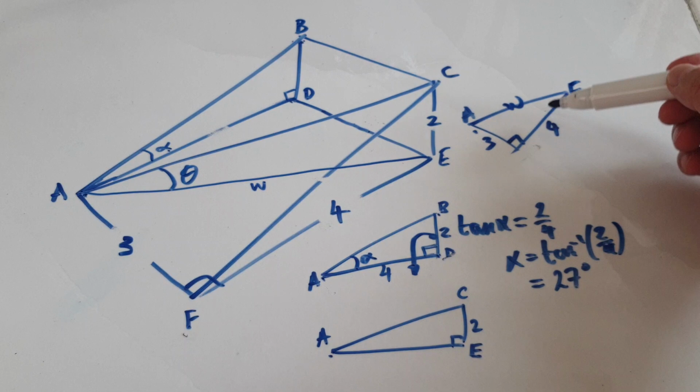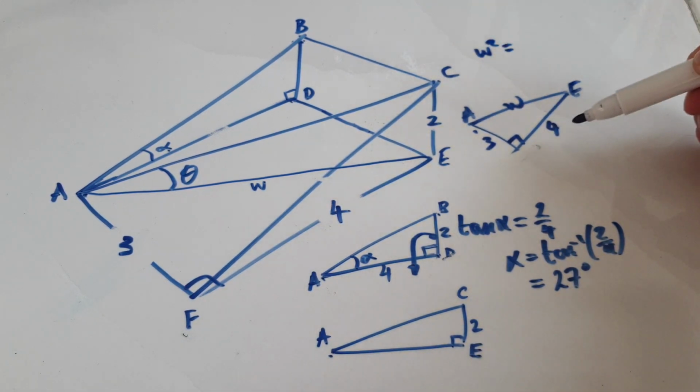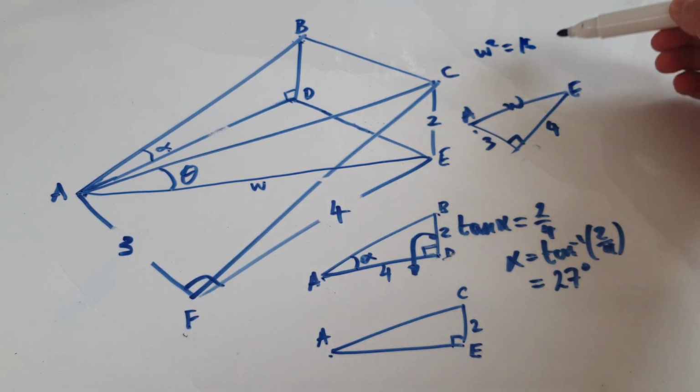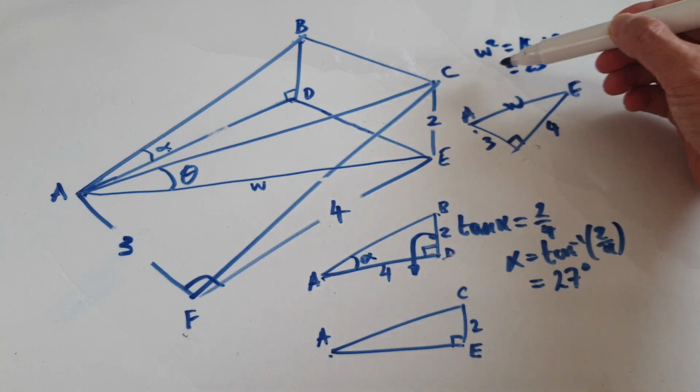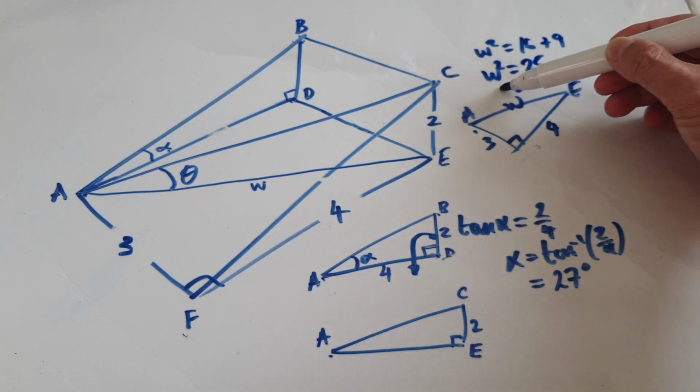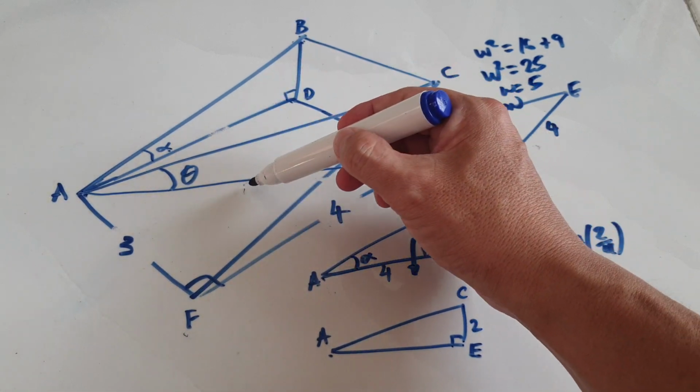So using Pythagoras, W squared equals 4 squared plus 3 squared, and then that will give us 25. And then you square root 25. So W is 5. So this length here is 5.